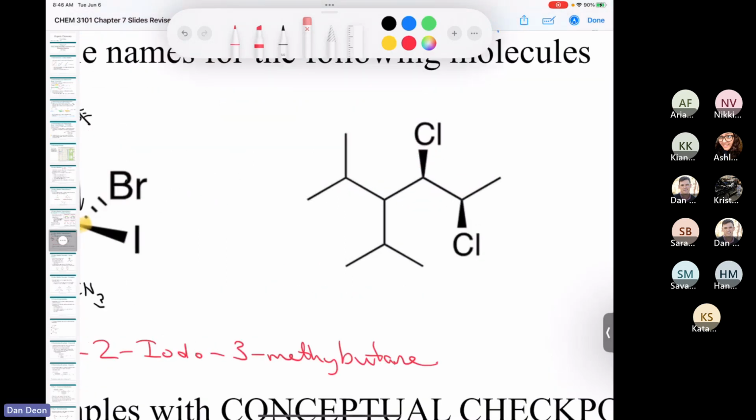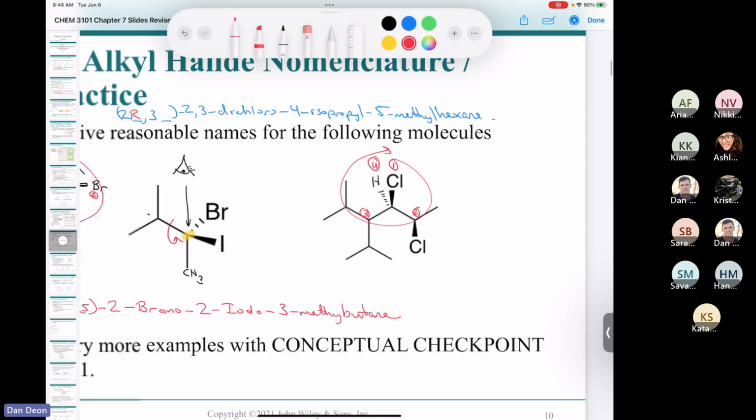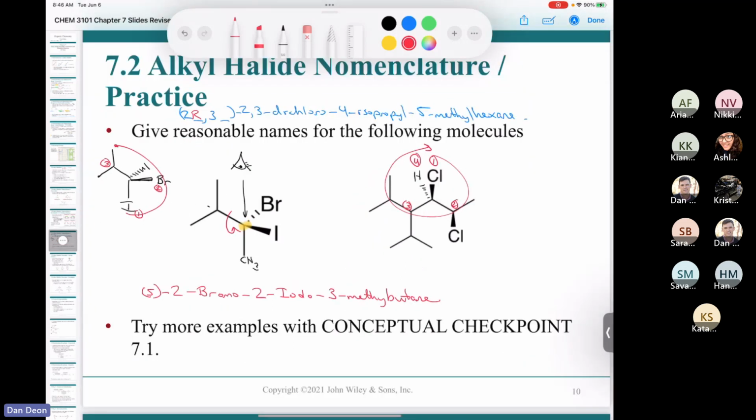So let me just remove that. So we've got our hydrogen going in the back. That's going to be group number 4. This is group number 1, this is group number 2, this is group number 3. So we go 1, 2, 3, so that's clockwise as well. So it's 2R, 3R, 2,3-dichloro, 4-isopropyl, 5-methyl hexane.